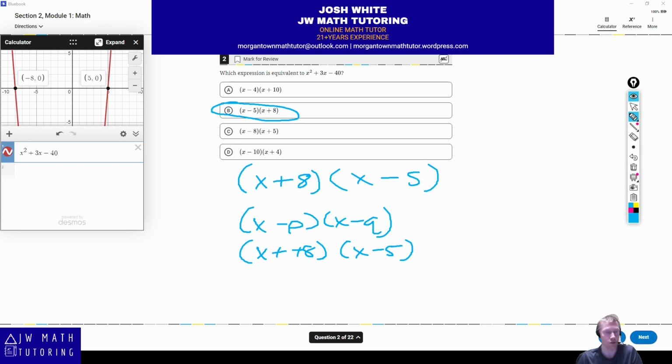So this is an alternate method just to get the answer. Basically, it's an alternate method where you can use the graphing calculator that's part of the test in order to factor.